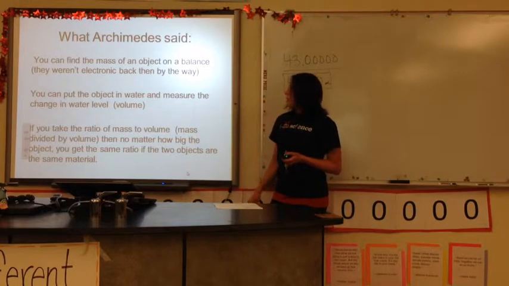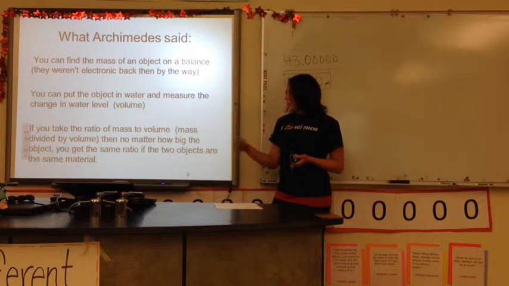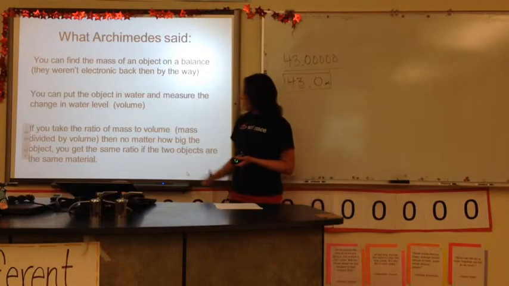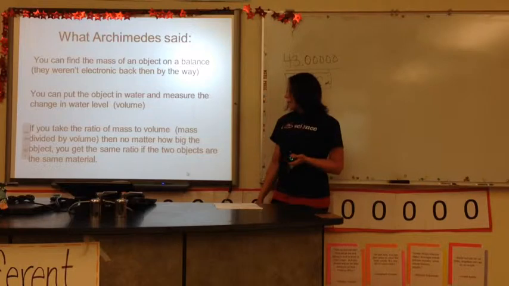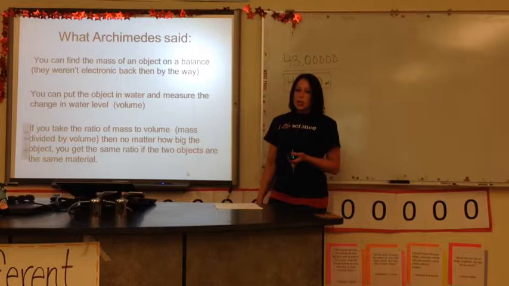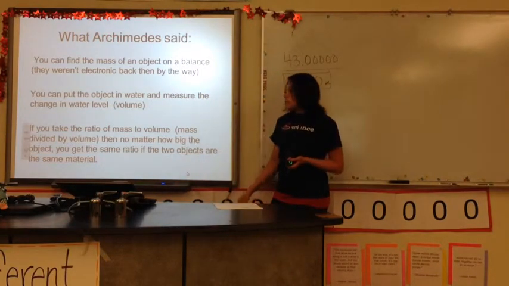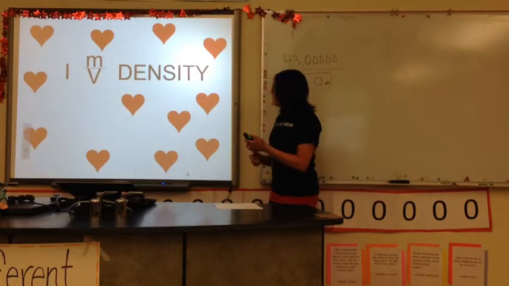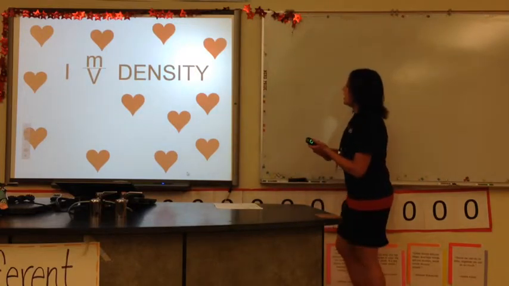Okay, so what Archimedes said, you can find the mass of an object by putting it on a balance. Luckily we have electronic balances. You can put an object in water to find out how much space it takes up, measure that change in the water level, and then once you have the mass and the volume, divide to find the ratio of those, and no matter how big an object is, small piece of aluminum or a really big piece of aluminum, that ratio of the two objects will stay exactly the same. Okay? I like to have students remember this by knowing that you love density.